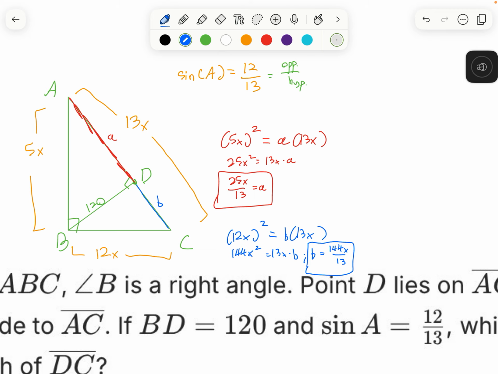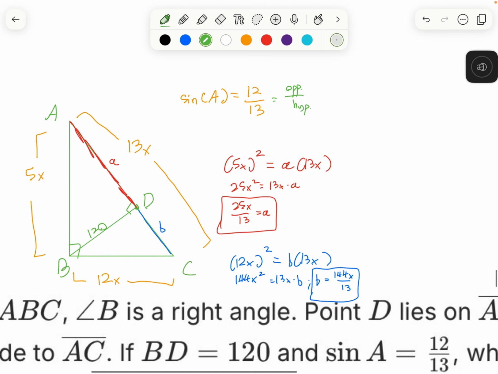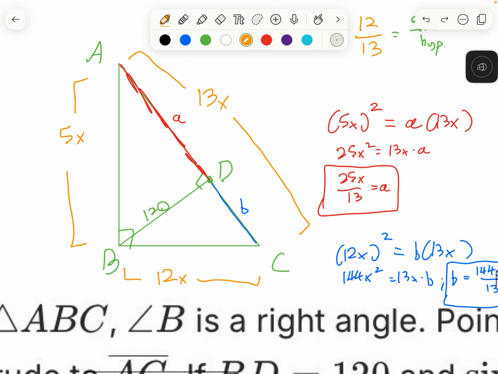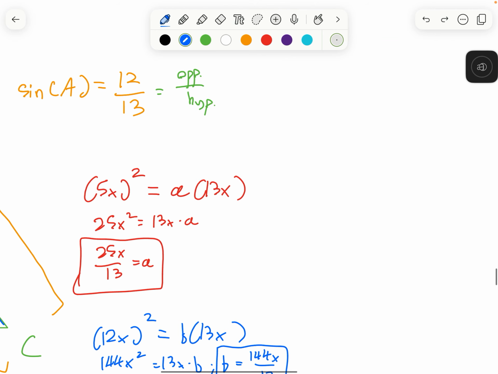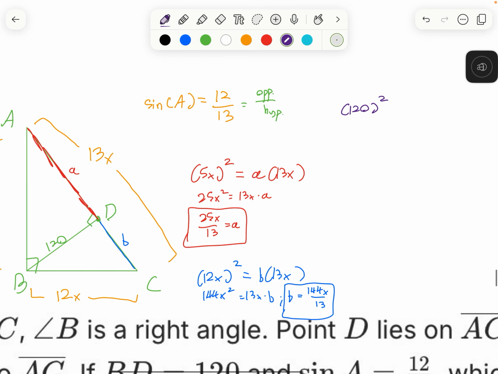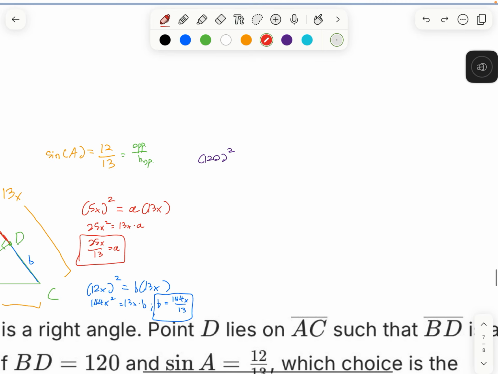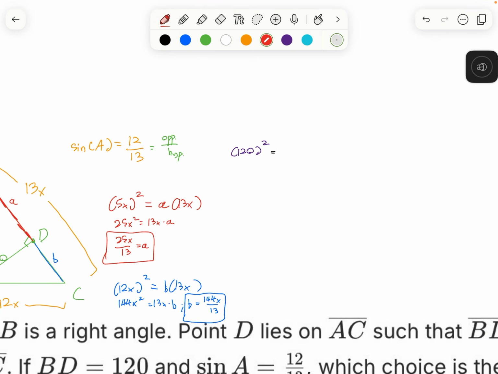So now that we have solved for both of those segments in terms of x, what do we do? Well, earlier in the problem, we're given that this is 120, right? And this is where that second formula comes in, which is, if you have an altitude, the altitude squared, I'm going to use purple here, so 120 squared equals this segment times this segment. So it equals a times b, right?